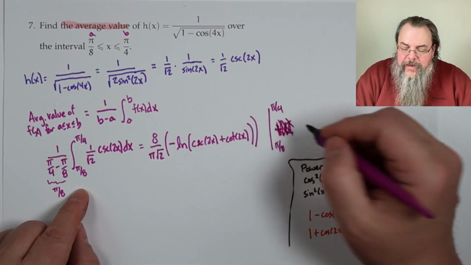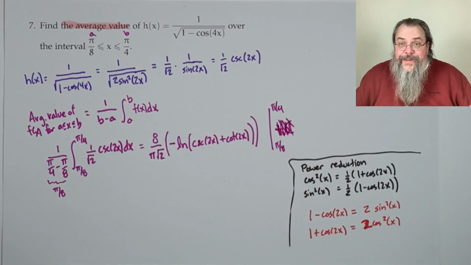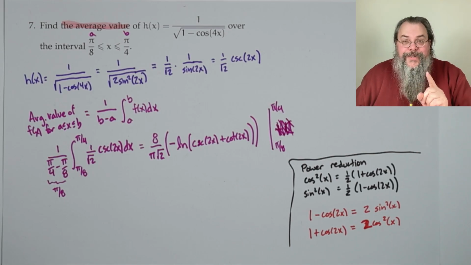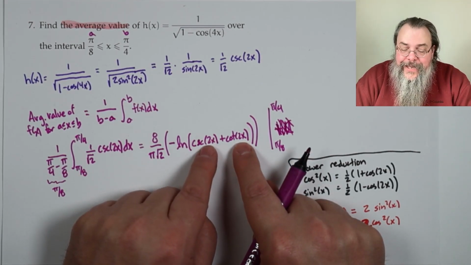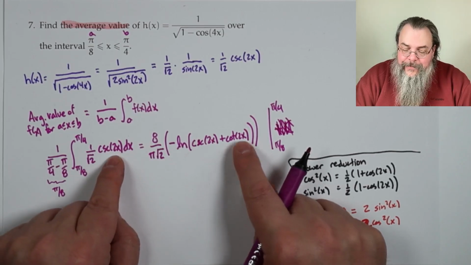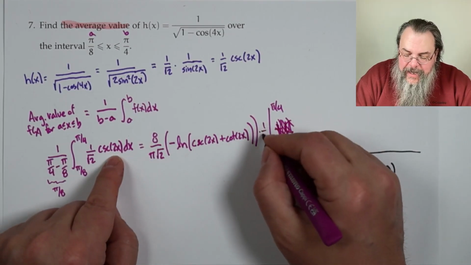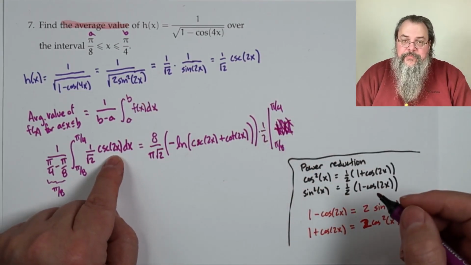Now, is there anything else we forgot? There's one more thing. What is it? The 2. You've got to account for that 2 on the inside. How do you account for it? Times by a half. Okay.